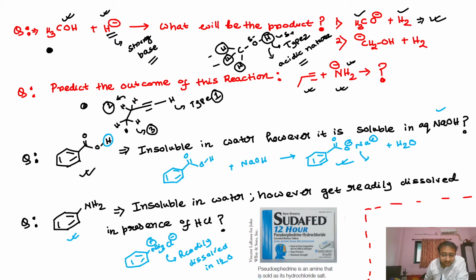Okay, so you can see that this is basically a tablet or compound called pseudoephedrine. It is an amine that is sold as its hydrochloride salt. So this medicine comes as a hydrochloride salt, because this hydrochloride salt is readily dissolved in water. So if you put this tablet in water, it will be readily dissolved. So you can easily take this medicine with water, because although it is an amine compound, it comes as an amine hydrochloride salt. Okay.